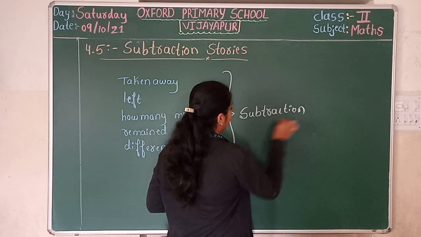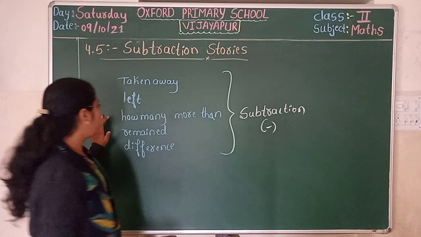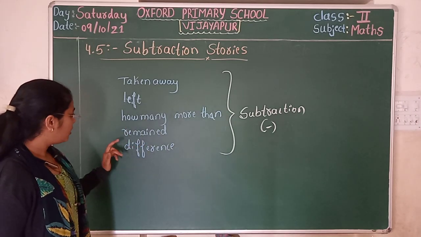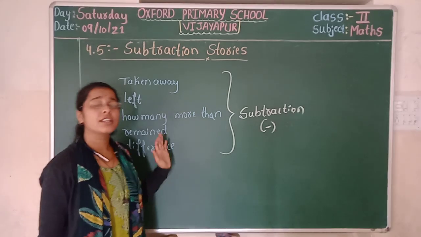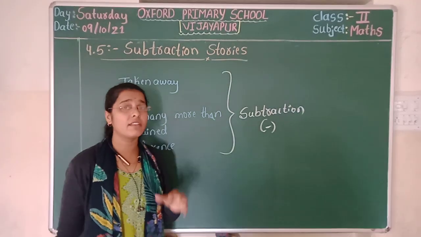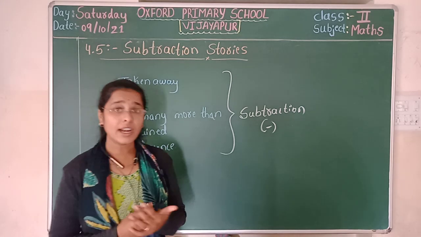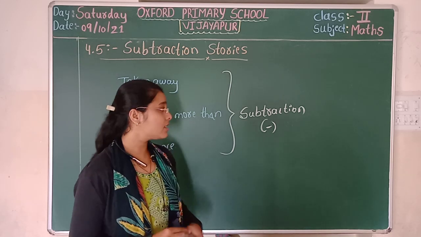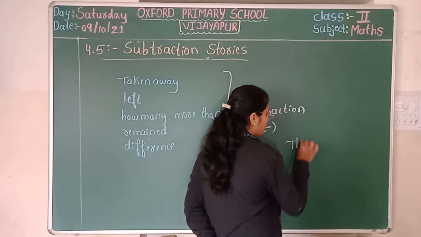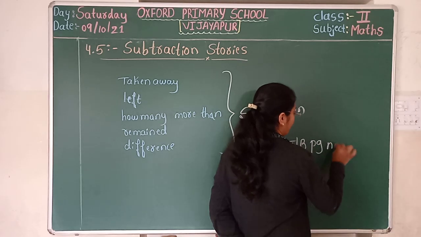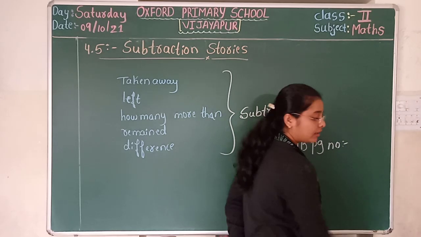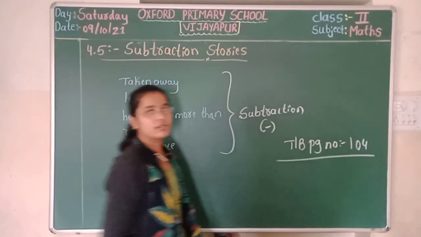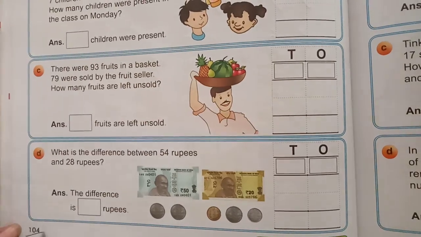If a sentence contains taken away, left, how many more than, remains and difference, if we are having these words in our sentence, what do we have to do? In that sentence we have to do the subtraction. We will see some examples which are present in the textbook, page number 104. So children, open this page.